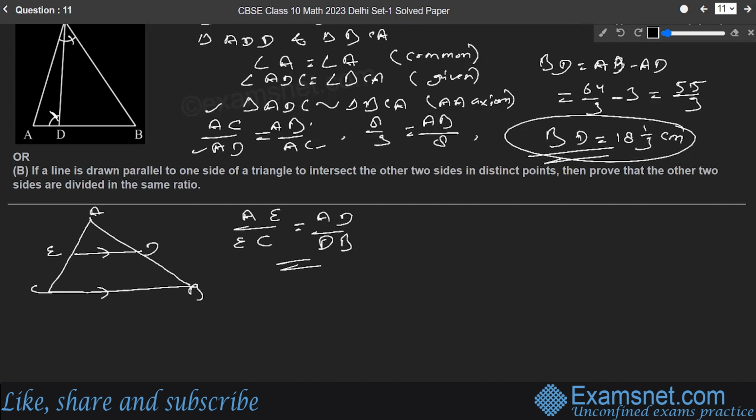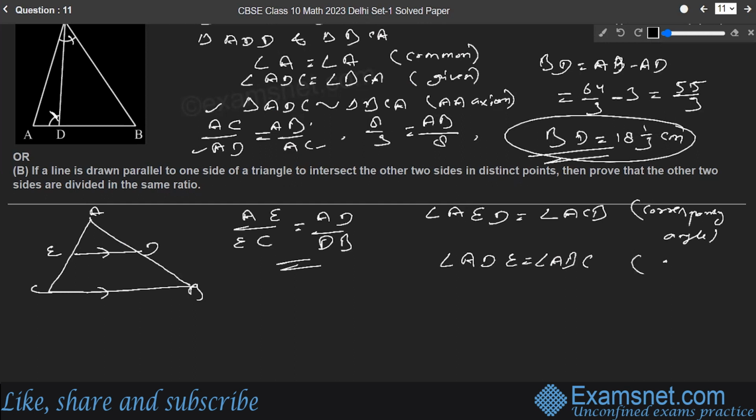Now, if you see this particular figure, you can see angle AED is equal to angle ACB. Why is it so? This is a corresponding angle. And if you see the other pair, that is angle ADE is equal to angle ABC, that is also the corresponding angle pair. And you can see one more thing, that angle EAD is common to both the triangles as well.